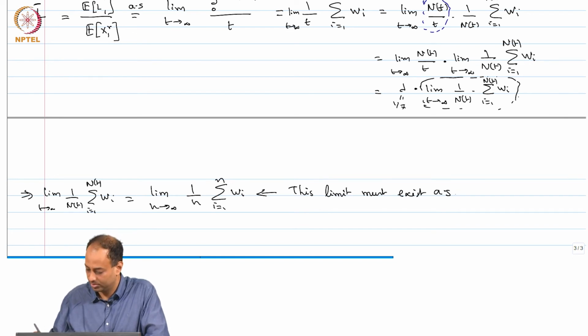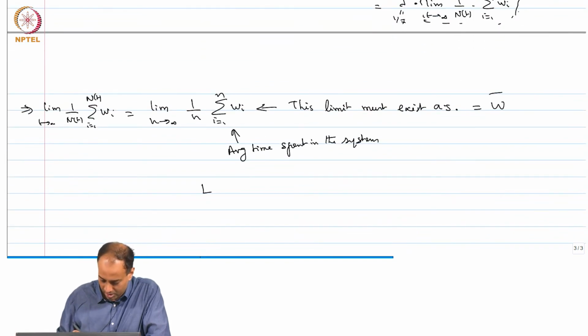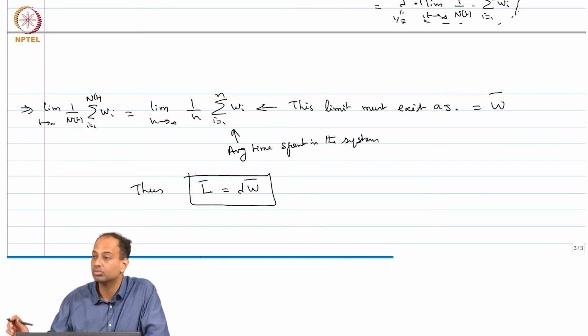Correct, and this is your average. So, if this guy is your average time spent in the system, say equal to W bar, right. So, what have we proven? We have proven L bar is equal to, okay.